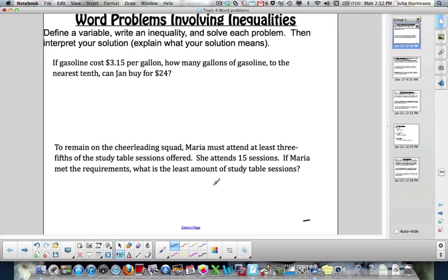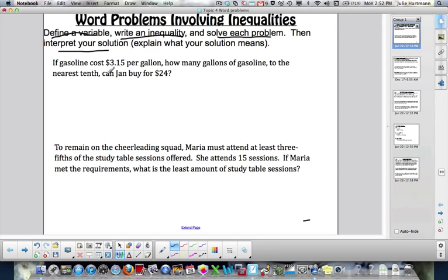All right, today we're going to talk about word problems involving inequalities. So basically, same thing as we did back in chapter 2 with word problems involving equations. First thing you want to do is define your variable, write your inequality instead of equation, and then solve. You then want to interpret your solution. Make sure your solution makes sense.